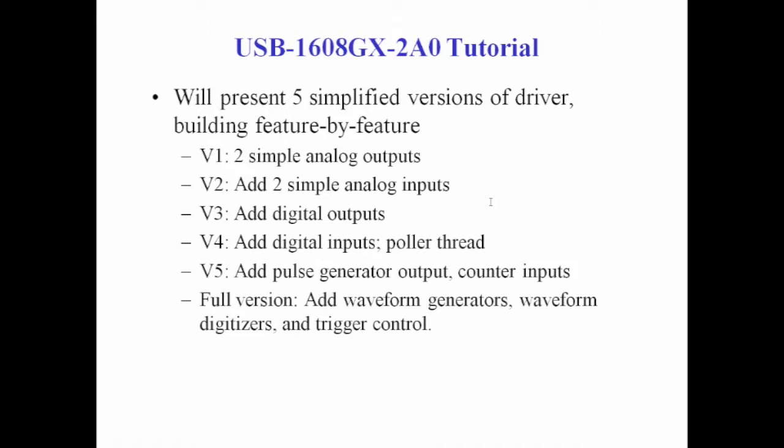So in this tutorial, I'm going to present 5 simplified versions of the driver, building feature by feature. In the first one, version 1, we'll just do 2 simple analog outputs. Then we'll add analog inputs, then digital outputs, digital inputs with a polar thread, and then pulse generator output with counter inputs. And then finally, the full version has all these, the waveform generator, the waveform digitizer, and trigger control.